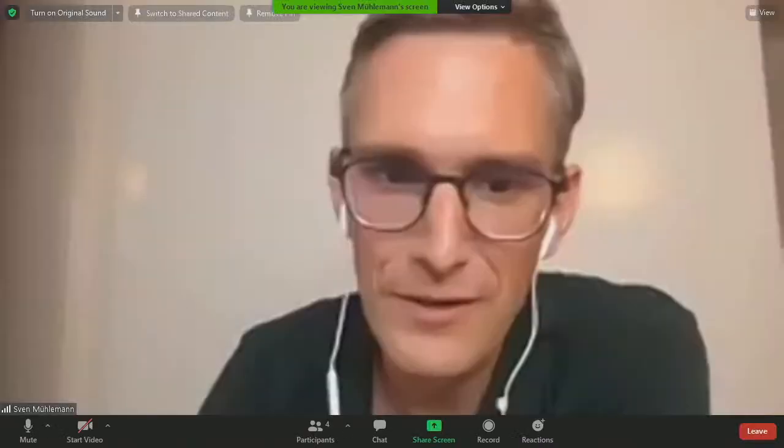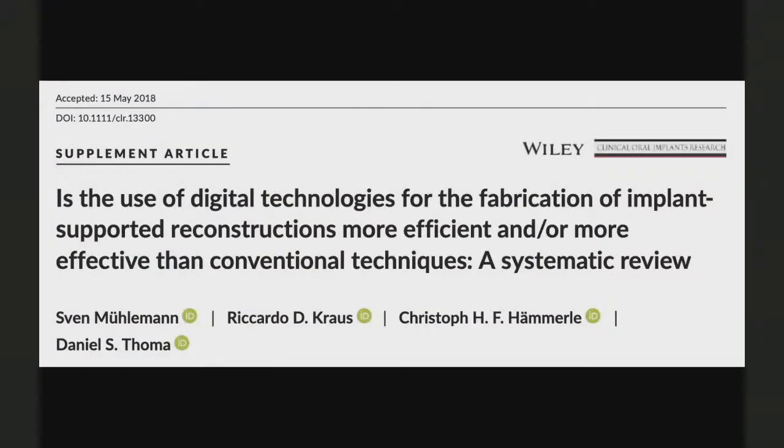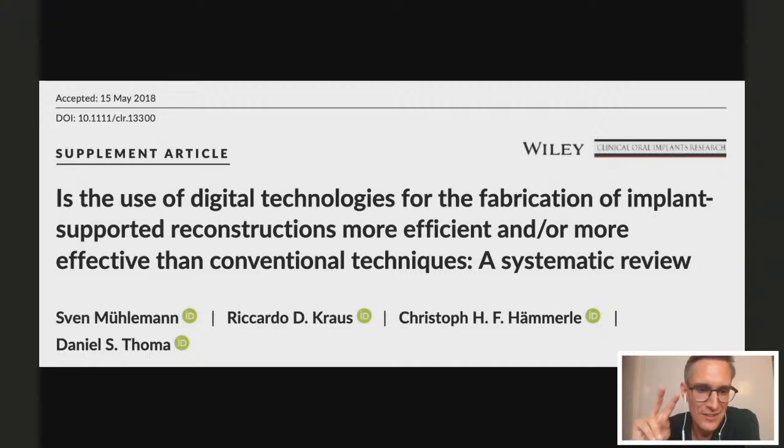So I'm going to share my screen again. How can you assess effectiveness first? Exactly, that's the question. So again, I'm going back to the systematic review, and there are two options. Either you can record the time for the delivery of the implant restorations, or you can record the amount of adjustments that you have to do in order to deliver the crown.